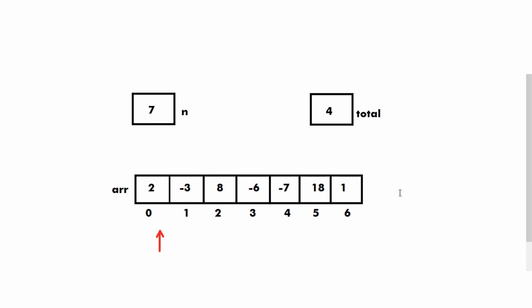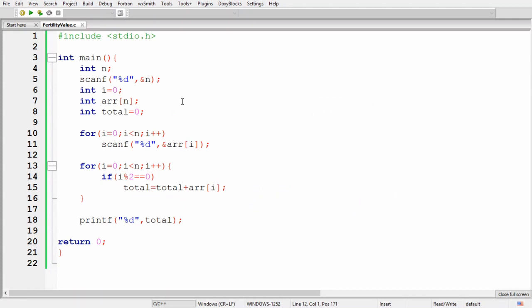Now let's move to the solution. This is the solution in C language, and you can implement the same logic in Java, Python and any other language. First of all we are taking a variable n, and then using scanf we are taking the input from the user and storing that value inside the n variable. Then we are taking a variable i, and creating an integer array of size n, and after that we are going to store the result in the total variable. For that particular purpose we are taking the total variable here.